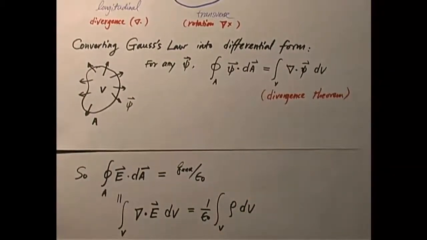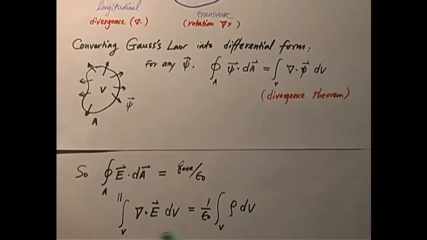Now, this tells us that gradient dot E integrated over this volume equals rho over epsilon naught integrated over the same volume, right? Normally, when two integrals are equal over the same range, there is no guarantee that the two integrands must be the same. For example, if I integrate sine and cosine from 0 to half a pi, the answer is the same. They're both equal to 1. On the other hand, that doesn't mean sine and cosine equal each other, right?